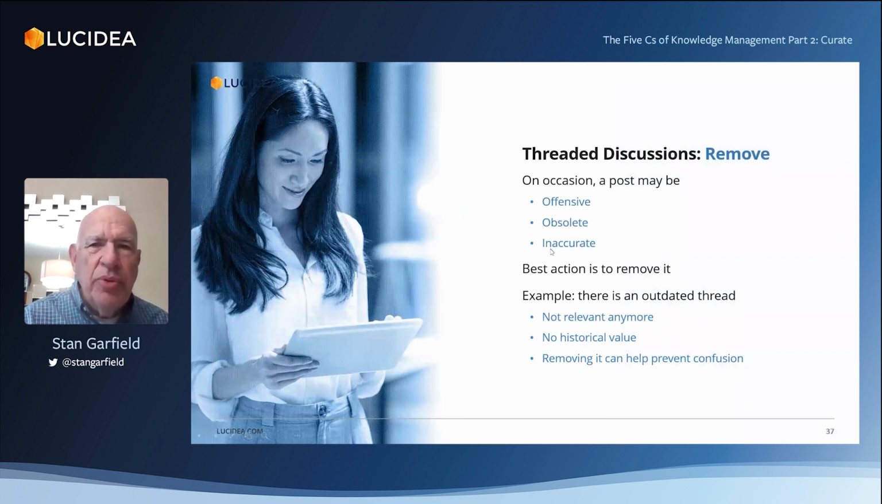Another thing you can do is to remove. So you don't want to do this very often. It's rare, but on occasion, a post may be offensive, could be obsolete, it could be inaccurate. If any of those conditions apply and you can't solve them merely by editing them, then a removal may be required. So an example could be, there could be an ancient thread that started up and no longer has any relevance at all. If someone were to find it, they might get confused and think it's still relevant. In a case like that, there's nothing valuable about it. It's best to remove that. It has no historical value. It can't be used at all. There's no other part of it that's useful. In a case like that, removing it can help prevent confusion, so no one will waste time reading it and trying to learn from it when in fact it's wrong.